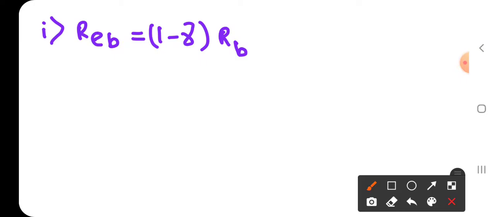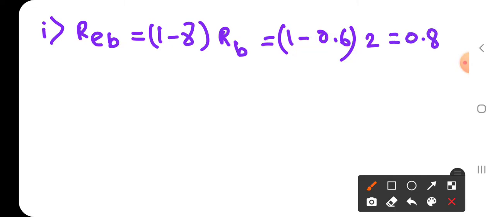That is 1 minus duty ratio, which is 0.6, into RB, which is 2. Then how much is this value? It is approximately 0.8 ohms. Then what is the motor current? He states that IA is equal to 160 amperes.